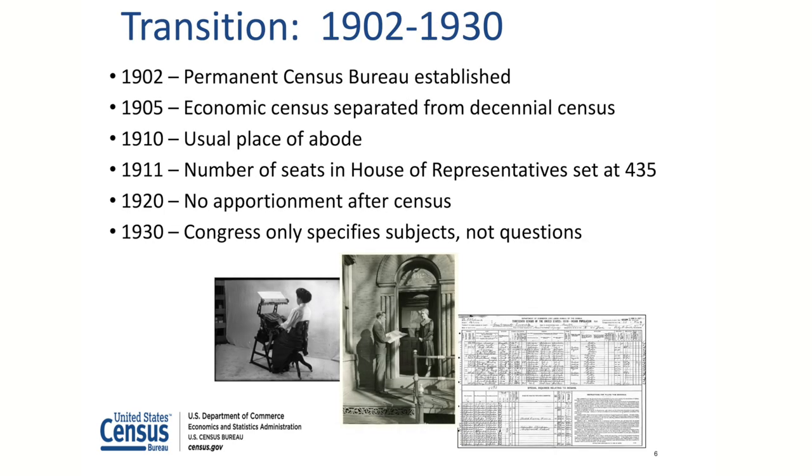1902 was a time of big shift. We had been advocating for a permanent Census Bureau for a long time. We started having other federal agencies asking us to collect information for them outside of the decennial census. And so they finally established a permanent Census Bureau in 1902. In 1905, we separated the economic census from the decennial census so that they were two different sets of collections and in different years. In 1910, we began enumerating people where they regularly slept, not where they worked, which is how we still do it today.